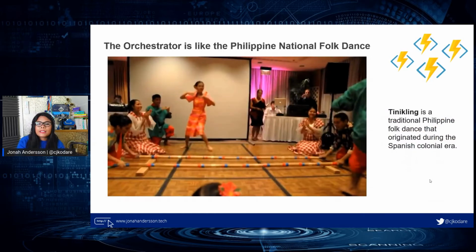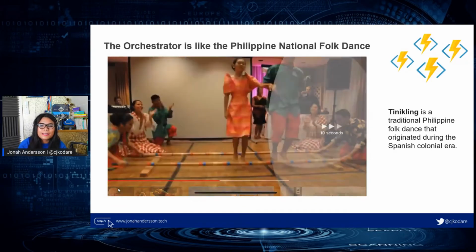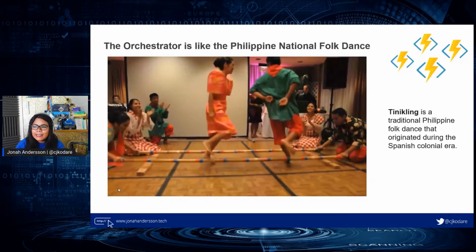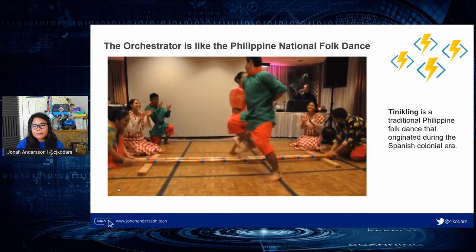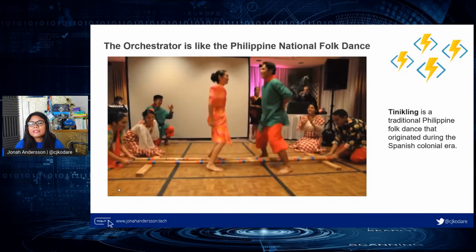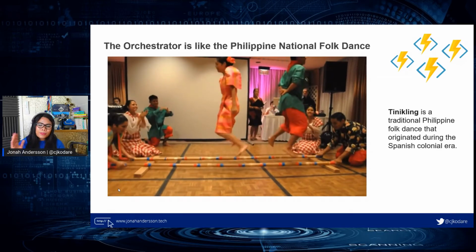So the orchestrator is actually like the Philippine national folk dance. Since I'm actually also from the Philippines, I grew up there. We have this dance called tinikling, which is a traditional folk dance where the people dancing have to be synchronized in order to dance on the moving bamboo sticks. So if you see in this example, the dancers, her and him, have to be coordinated in order to dance the tinikling. And then the girl and the guy that's holding the bamboos, they need to be coordinated as well along with the dancers.